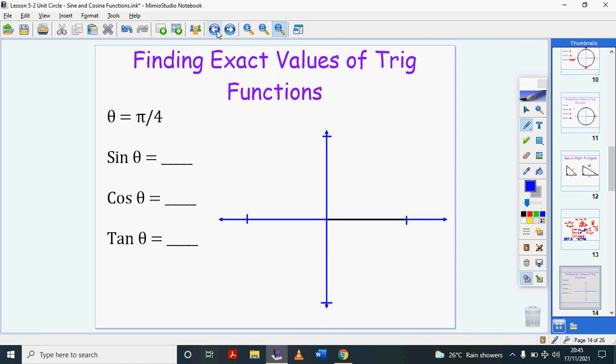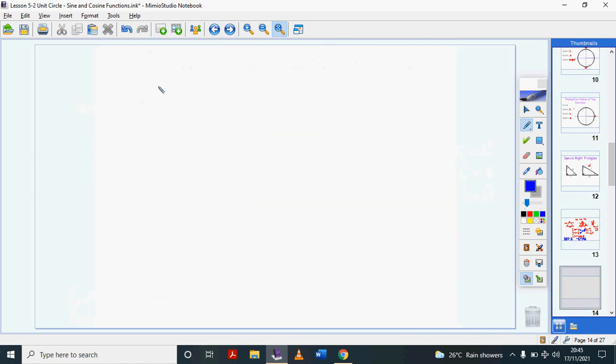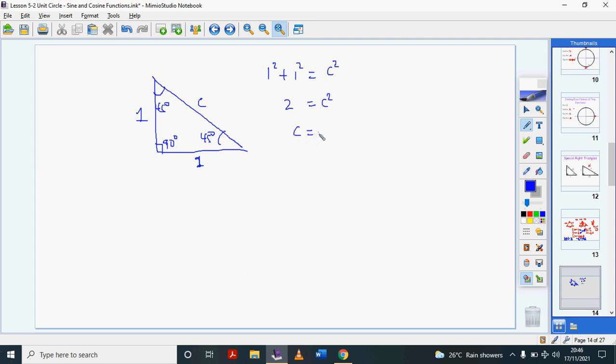I didn't talk about the 45-degree triangle. If you have a triangle in which the legs are equal, this is leg 1 and this is leg 2, any triangle in which the legs are equal is a 45-degree triangle. This will be 45 degrees and that will be 45 degrees, and therefore that will be 90 degrees. Any right triangle in which the legs are equal is a 45-degree triangle. So if those legs are 1 each, I can find the hypotenuse, because 1 squared plus 1 squared is equal to c squared. That means 2 is equal to c squared, so c is the square root of 2. So over here is the square root of 2.